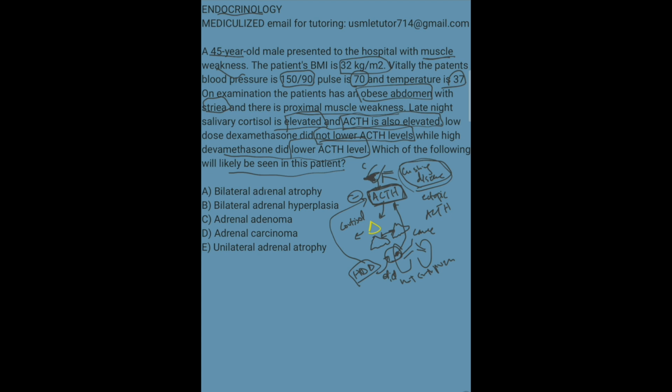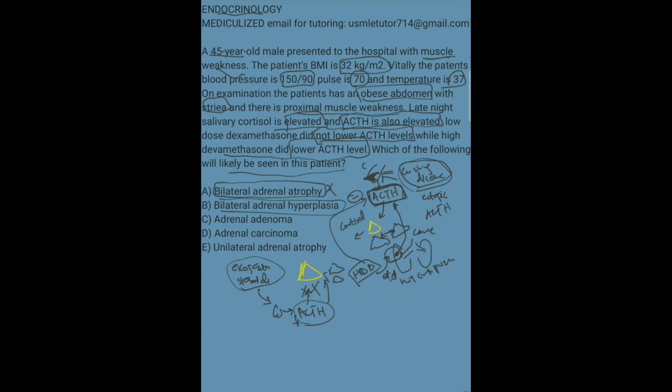So now let's talk about the options. Bilateral adrenal atrophy is a wrong answer, and the reason is that this is going to be seen with exogenous steroids, which is the most common cause of Cushing's. If someone is taking exogenous steroids, they go to the pituitary and suppress ACTH. ACTH decreases, there is no action of ACTH on the adrenals, and the adrenals eventually will undergo atrophy. So there will be bilateral atrophy of the adrenals, because exogenous steroids suppress ACTH. This is definitely not exogenous, because ACTH is elevated, not suppressed. So that rules it out.